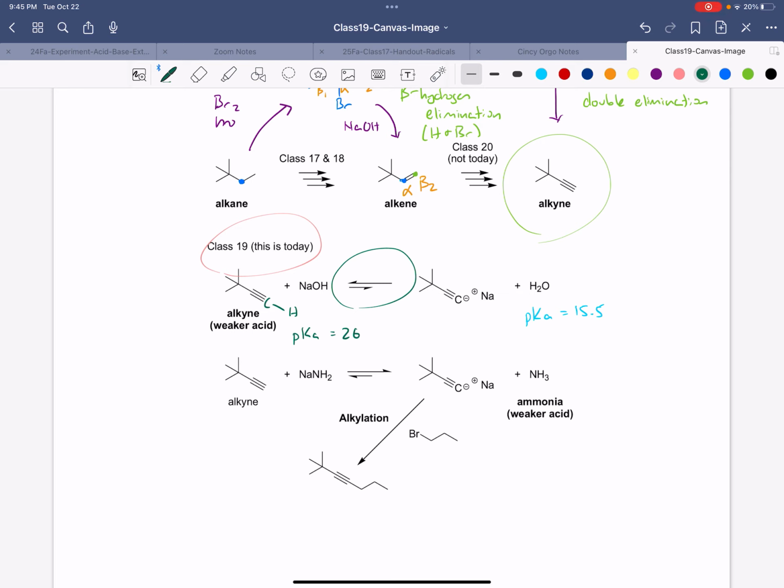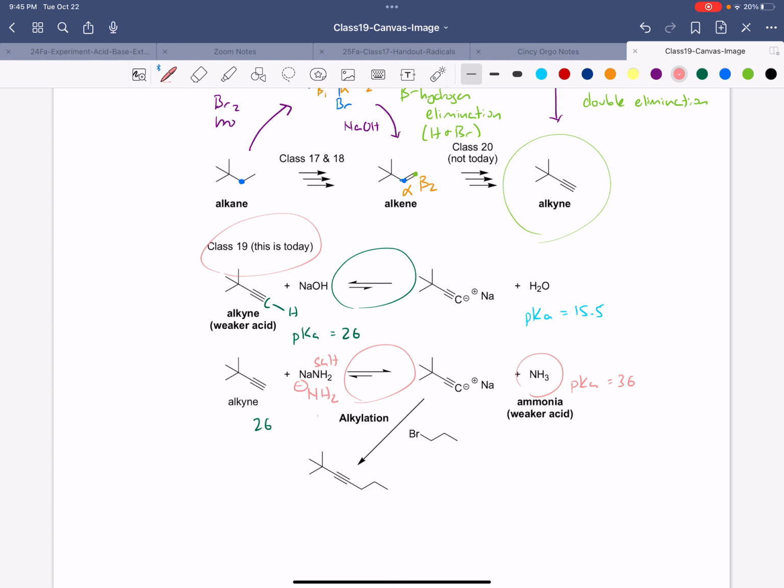But if you use a stronger base, such as NH2 minus, remember, you've got to separate the salt. Why do I think that's a strong base? Because we get a very weak acid. Weak acids give you strong bases. Strong bases give you weak acids. pKa equals 36. Beautiful. Because now, with the alkyne being 26, we get the equilibrium now to the right. So there's acid-base that we're going to talk about today.